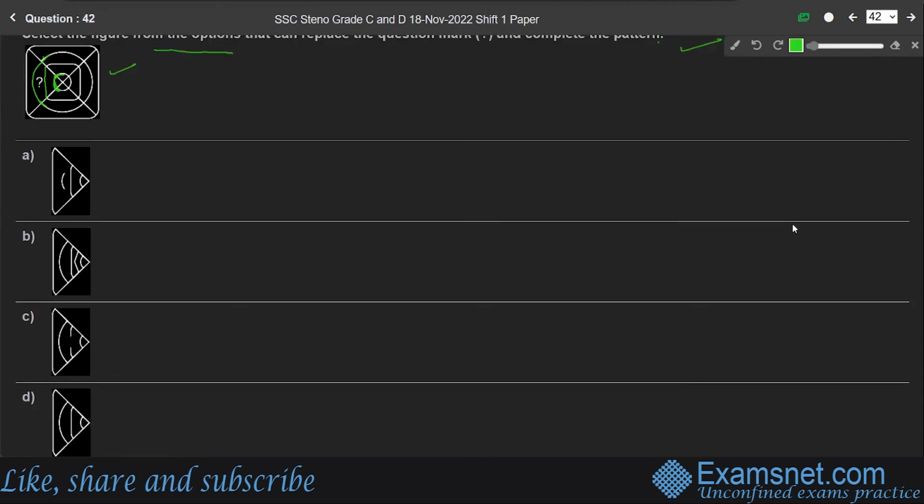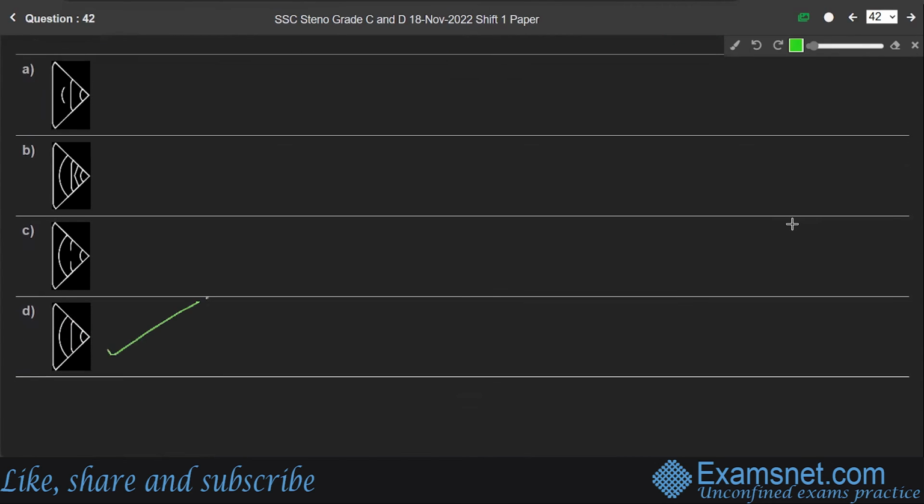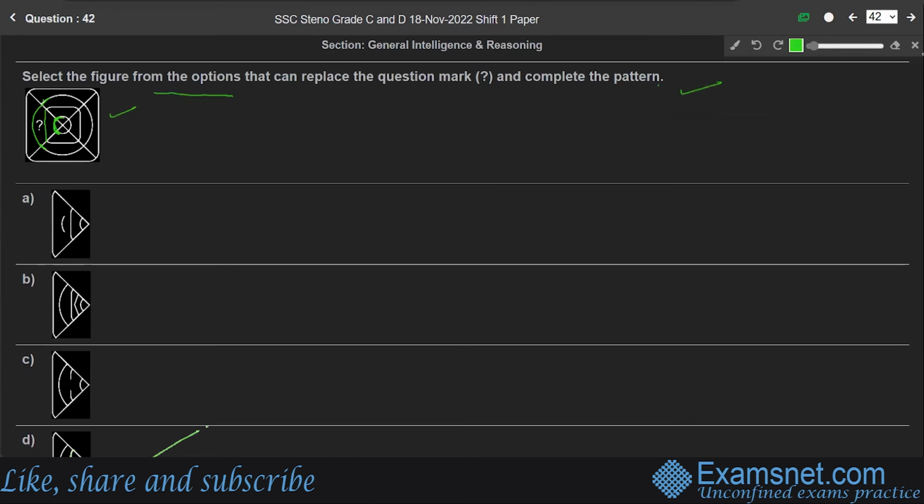So look at the options now. Here option D completes the given pattern. Am I right? Yes. Option D has a small arc shape at the center, then a straight line, then again an arc, to complete the circles and squares. Therefore, option D is the right answer.